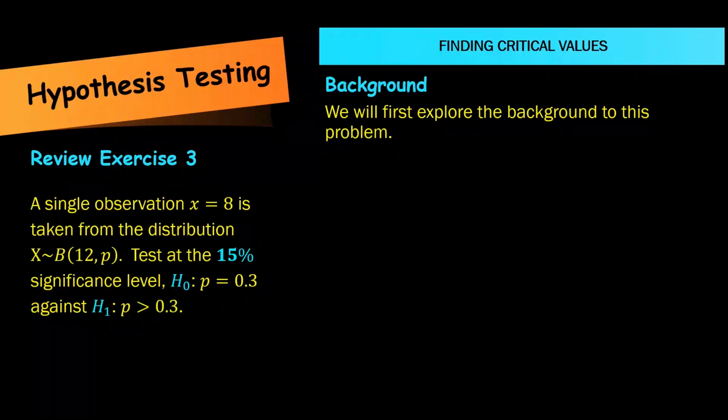Let's now take a look at review exercise 3. A single observation x equals 8 is taken from the distribution x distributed binomially with n equals 12, p. Test at the 15% significance level H0 such that p equals 0.3 against H1 such that p is greater than 0.3. Before we solve this, let's explore the background to this problem.